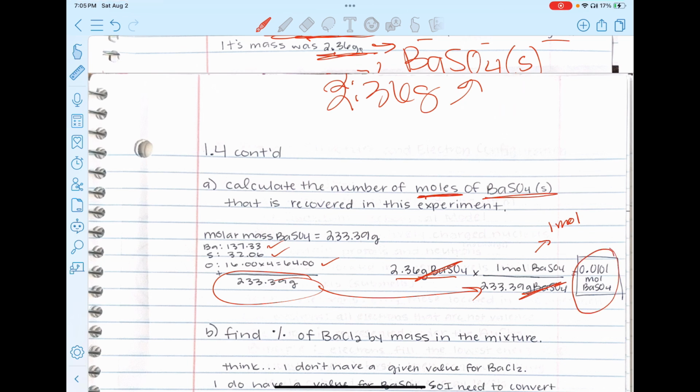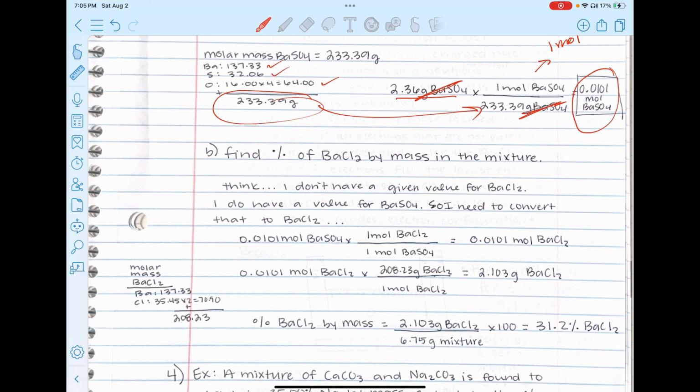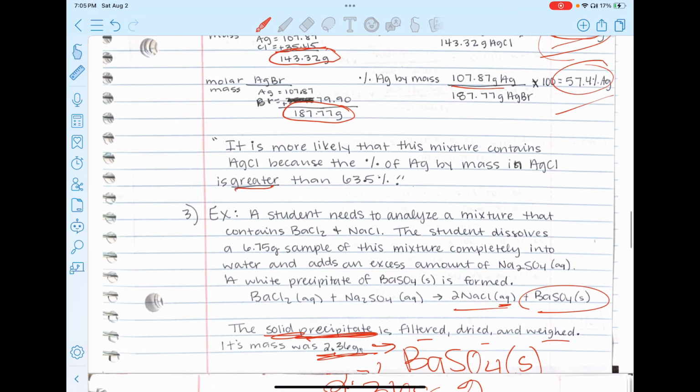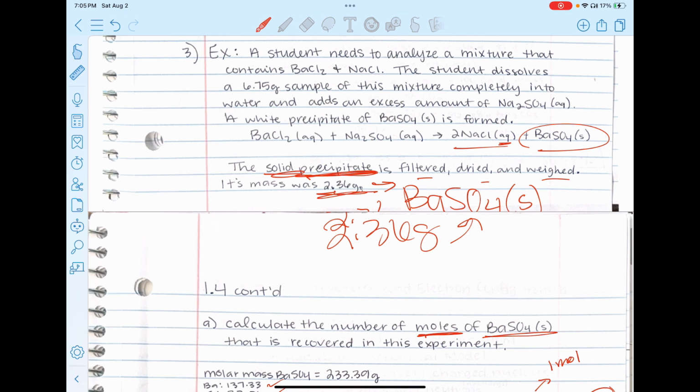Part B, we're asked to now find the percentage of barium chloride by mass in the mixture. So we want a percentage. We're looking for a part over the whole as always with a mixture. Here's the thing. They gave us no number for barium chloride. They only gave us a number for barium sulfate. So let's back up and look at that given reaction. We want to find this. We have no information on that. What we do have is this. So how do we get from here all the way to there?